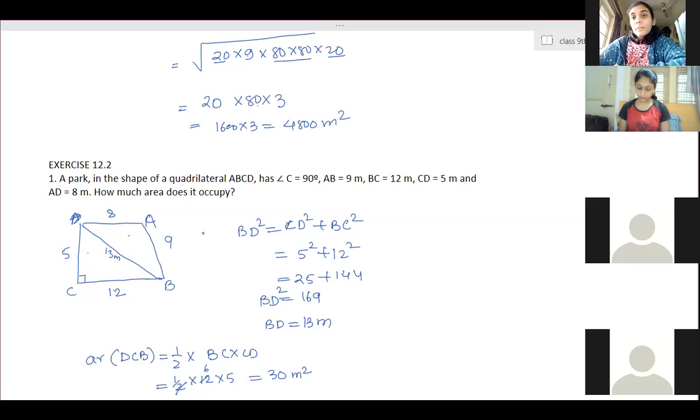For ADB, we can't use any of the formula. Half into base into height we can't use. Therefore, we are finding it by Heron's formula. But BCD we can find out before using Heron's formula, by half into base into height formula. So use it directly.